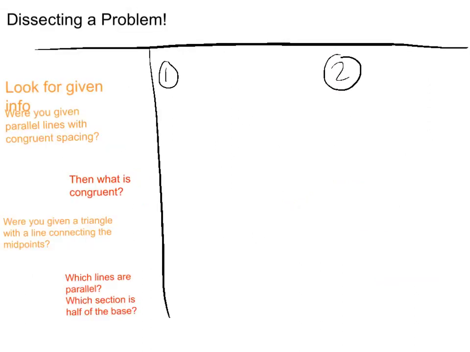In the bottom of your notes, I'd like you to write the title, Dissecting a Problem. This should be about 1 inch wide right here, this distance, and we're going to be doing 2 main problems here. And this is how we're going to dissect it. You're going to be looking for given information in the picture. Were you given parallel lines with congruent spacing in between them? Well, then the question is, well, then what else is congruent? That's from our first scenario. Or were you given a triangle with a line that connects the midpoints?